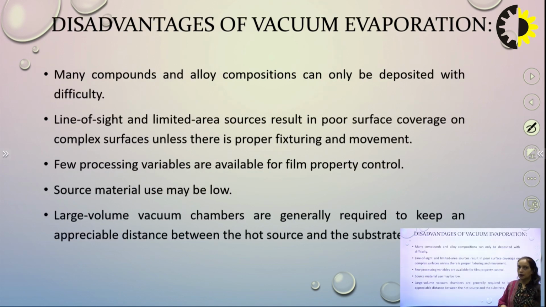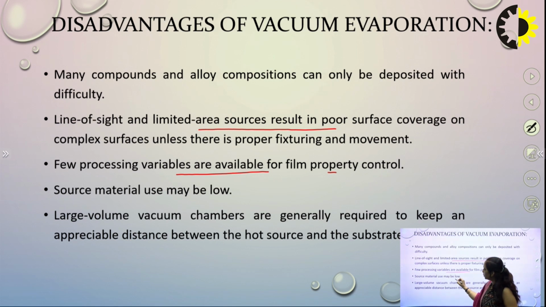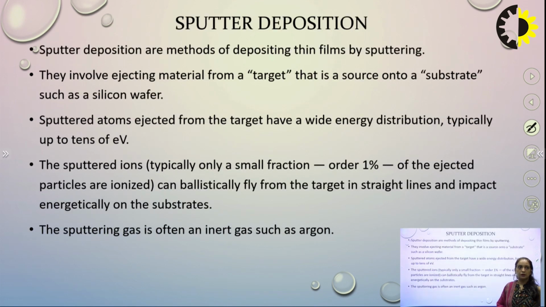Some drawbacks: many compounds and alloy compositions can only be deposited with much more difficulty. Line of sight and limited area source result in poor surface coverage. A few processing variables are available for film property control. Source material use may be low. Large volume vacuum chambers are generally required to keep the deposition process in progress.